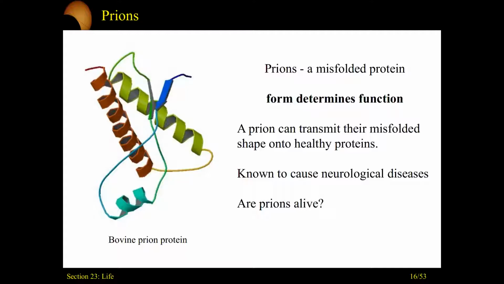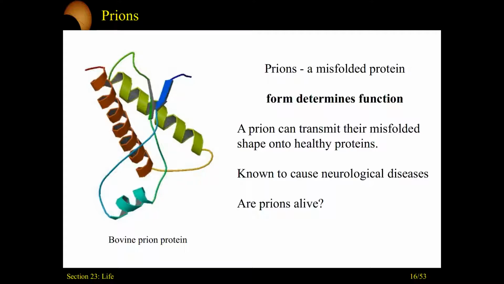So let's keep upgrading, going from small stuff to bigger and bigger, and start pushing into what is alive. Here's an example of a prion. The one pictured here is literally bovine prion protein, better known as the source of mad cow disease. A prion is a protein that just misfolded onto itself. Something happened to that protein so that it didn't fold into the correct shape.